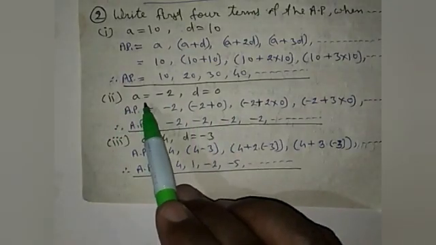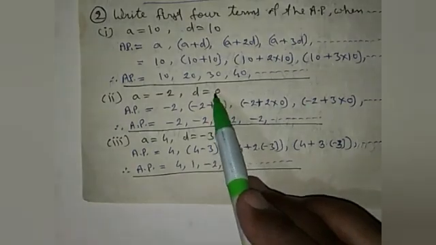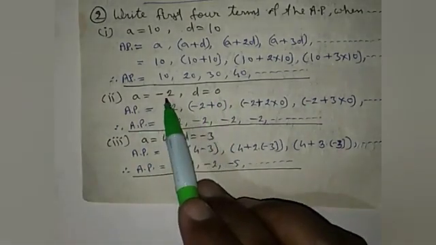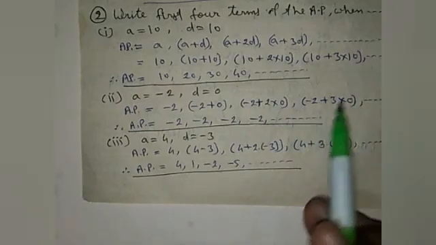In second part, A is minus 2 and D is 0. So here the common difference is 0, so all terms will be the same. So here minus 2, minus 2, minus 2, minus 2 and so on, because the common difference is 0.